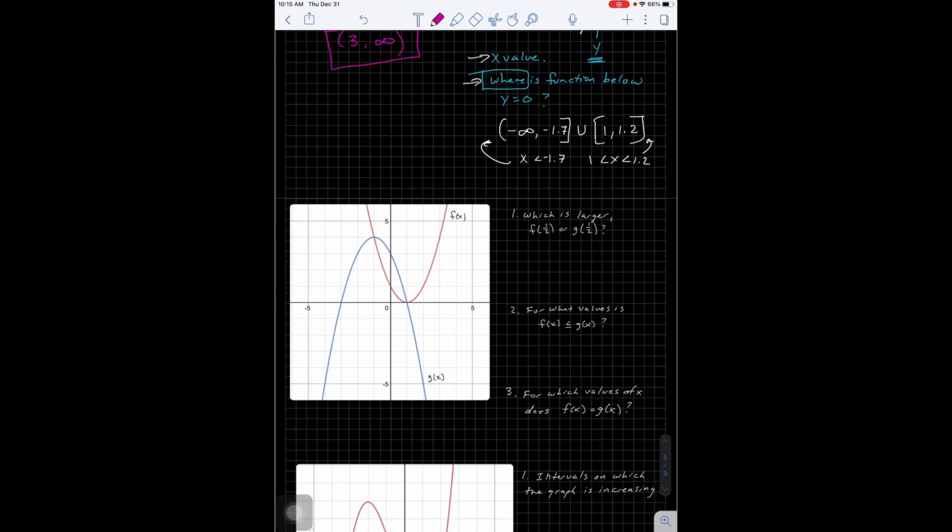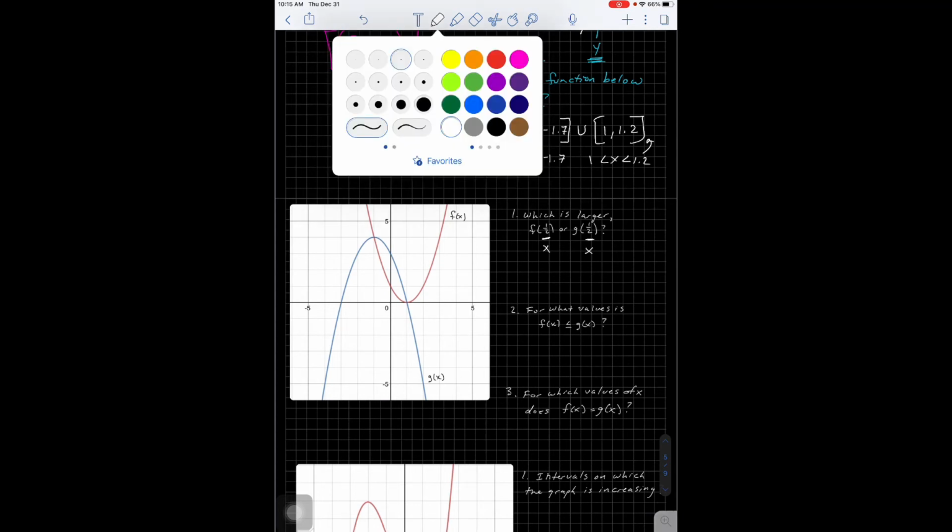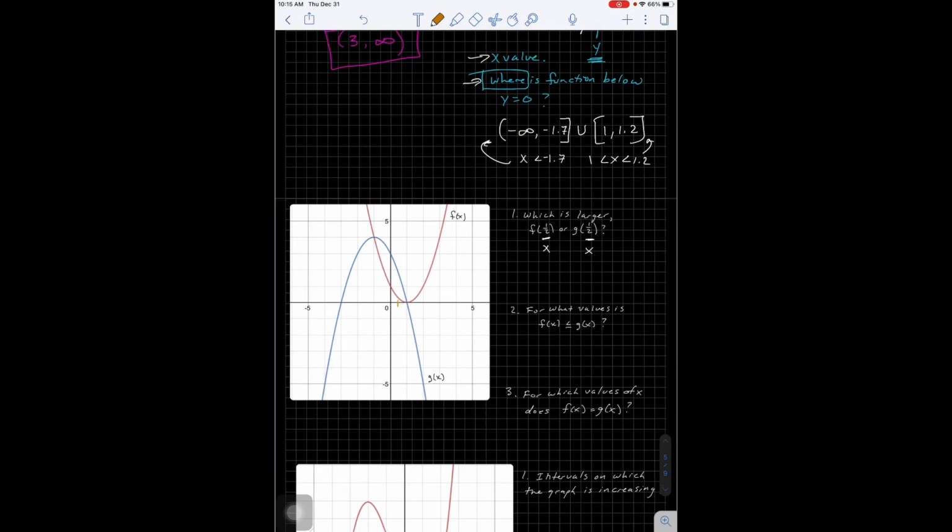Next one. Which is larger, f of 1/2 or g of 1/2? So these are in the x position. So I go to my x-axis and I find 1/2 right here. And I draw a vertical line because it's an x equals line. And I am comparing this y value to this y value. Which one is larger? And so I go, oh, it's the blue line, and the blue line is named g. So that's going to be g of 1/2.